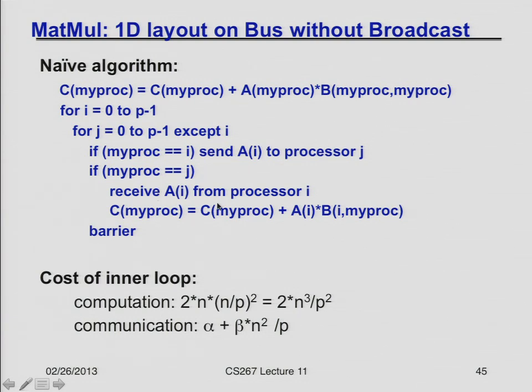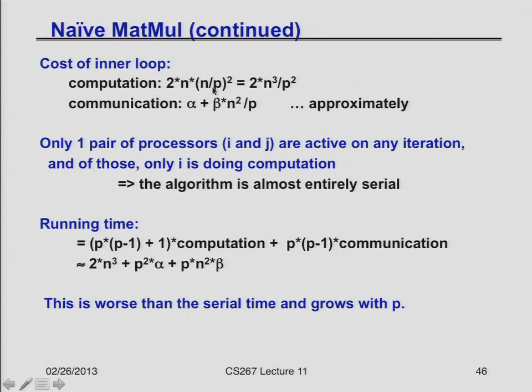So what is the cost of the inner loop? The computation is going to be a matrix multiply. This is an n by n over p matrix times an n over p by n over p matrix. And there's the cost of the inner loop. And the communication is sending a whole block of A. So it's an n by n over p submatrix of A, so it's n squared over p altogether. So that's the cost of this inner loop. So now I just have to multiply by how many times I execute the inner loop. So let me just repeat. There's the inner loop costs, both computation and communication.